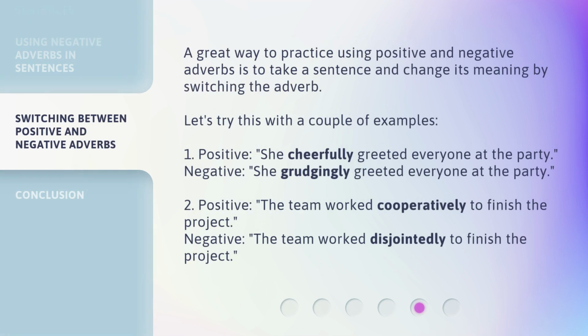A great way to practice using positive and negative adverbs is to take a sentence and change its meaning by switching the adverb. Let's try this with a couple of examples. 1. Positive, she cheerfully greeted everyone at the party. Negative, she grudgingly greeted everyone at the party. 2. Positive, the team worked cooperatively to finish the project. Negative, the team worked disjointedly to finish the project.